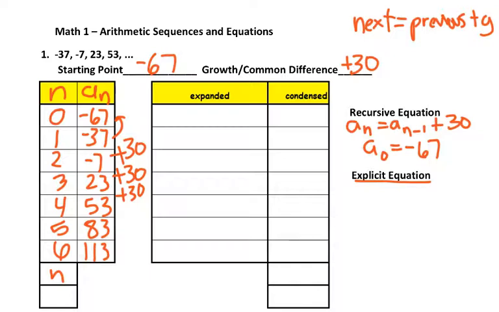But what happens when all of a sudden now I want to go, and let's actually erase that. Let's say I want to go to the 100th term. Okay? Do I really want to keep using my numbers to get to 100?